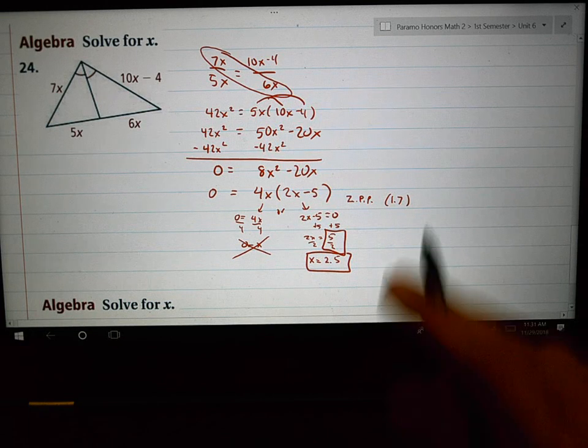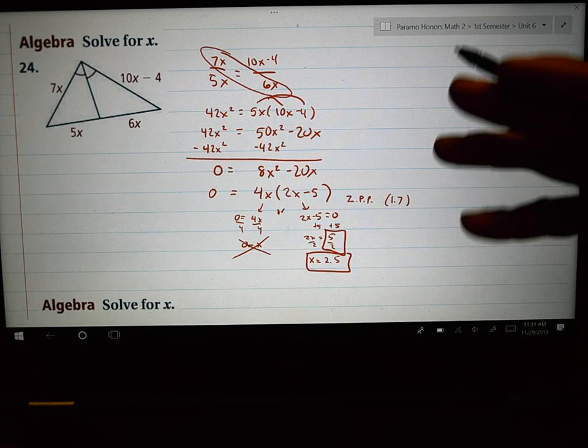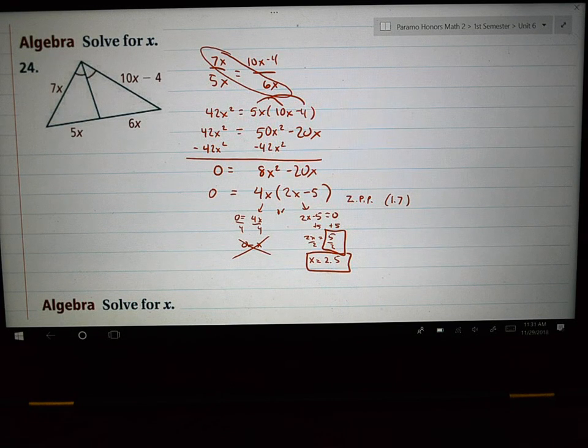But it's a great little reminder of something we learned way back, something that's going to be on your final in the future, 3 weeks from now, 2.5 weeks if you're really counting.